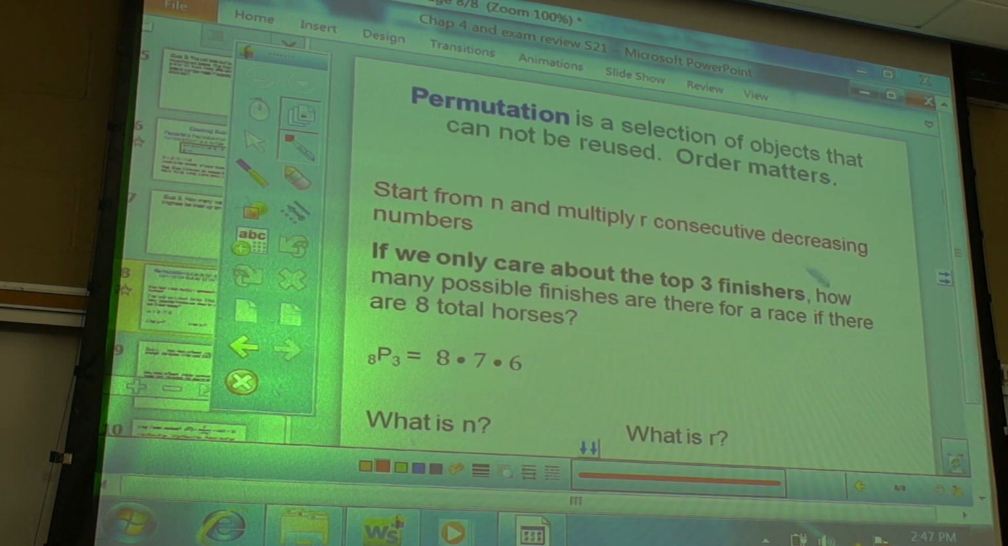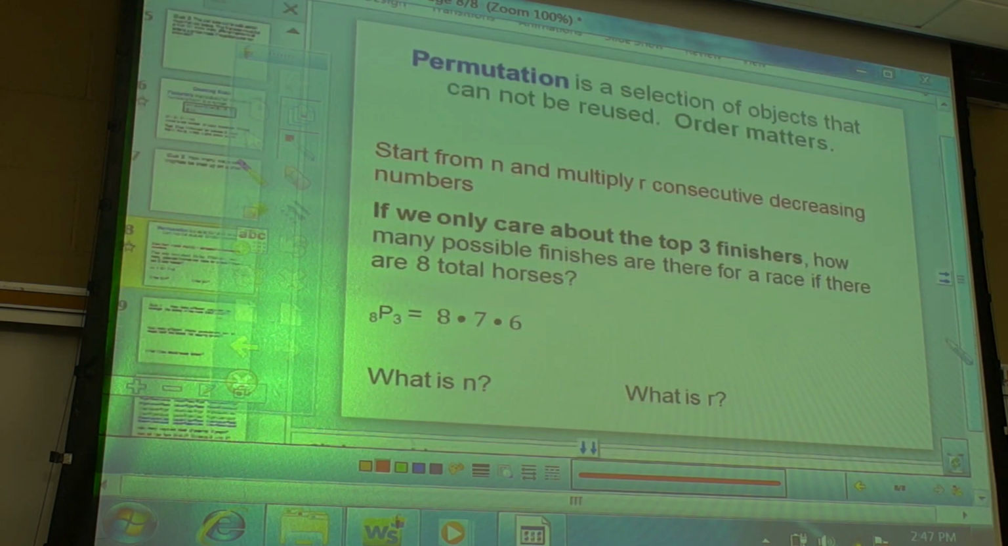All right, so if you can reuse items, then that's just the fundamental counting principle always. But if you cannot reuse items, then if order matters, it's a permutation.